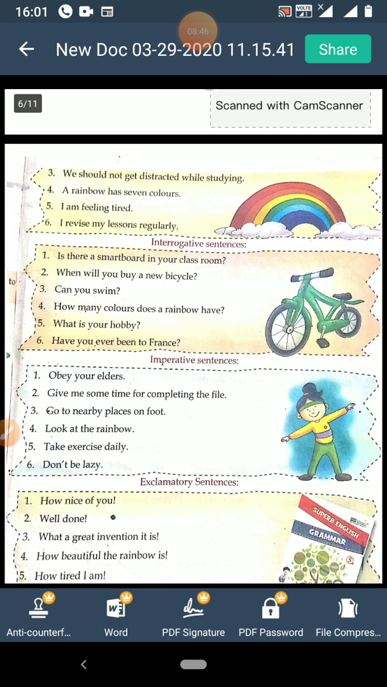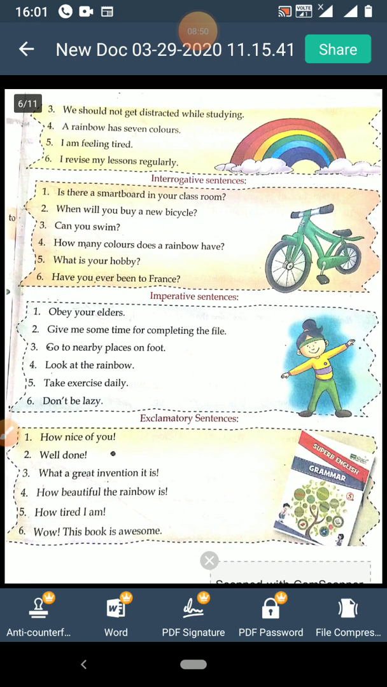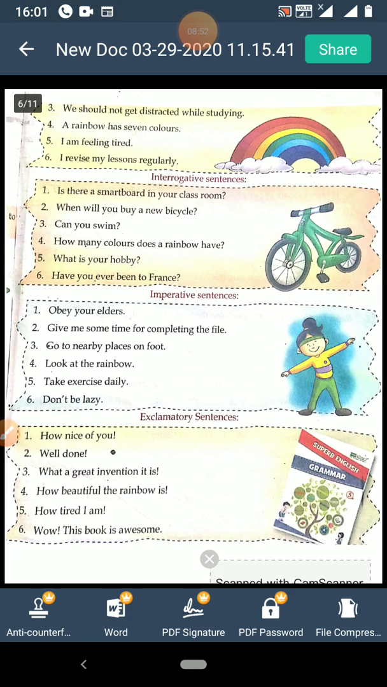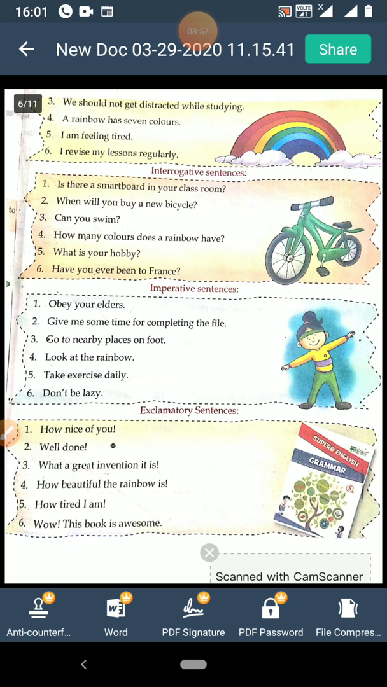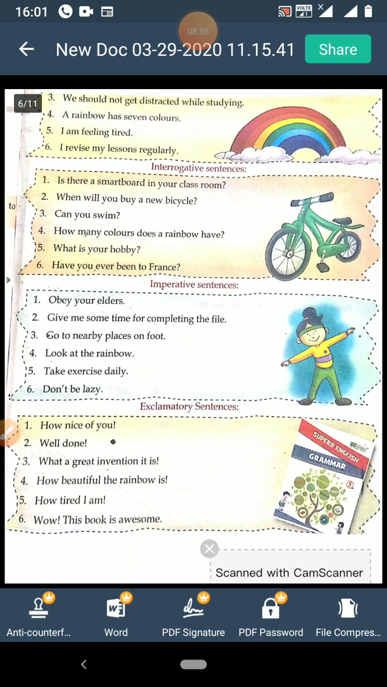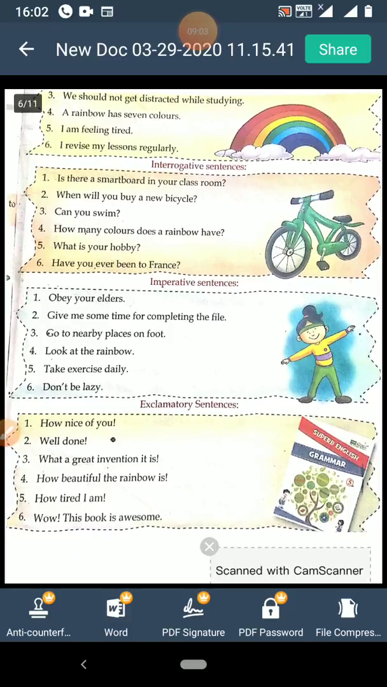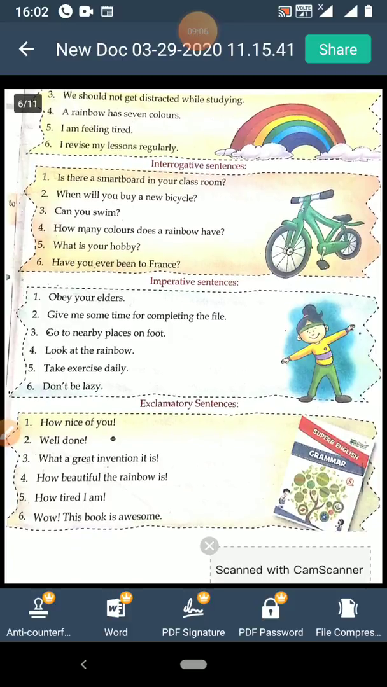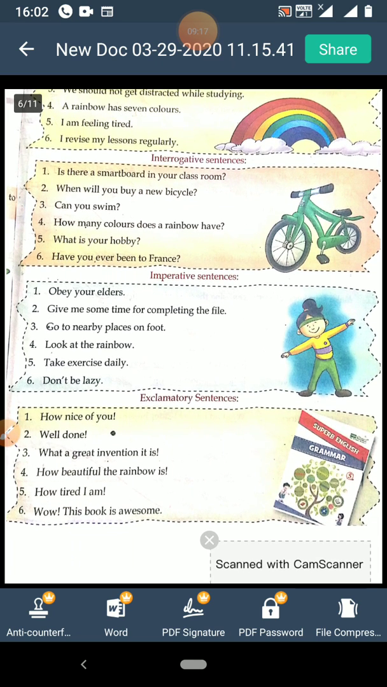The third type of sentence is the imperative sentence, which makes a command, a request, or orders someone to do something. It can be a suggestion or an advice. Number one, obey your elders. Second, give me some time for completing the file. Third, go to nearby place on foot. Fourth, look at the rainbow. Fifth, take exercise daily. Sixth, don't be lazy.